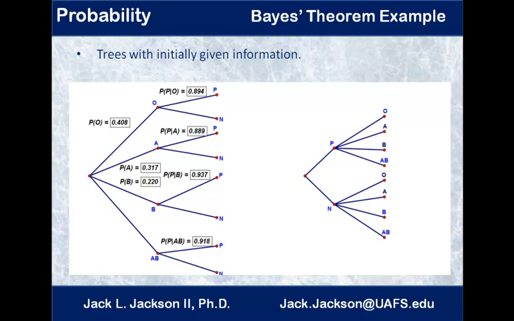Now, there's 2 things I want you to do on the tree on the left. I want you to go ahead and figure out what the probability of AB is, and then the probability of O positive, the probability of A positive, the probability of B positive, and the probability of AB positive. Go ahead and figure those out now. Press pause.